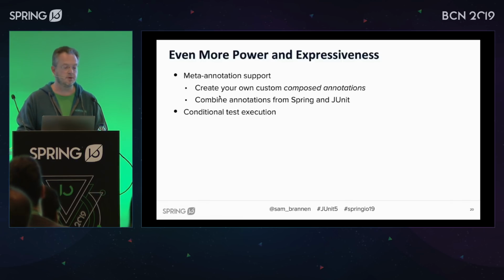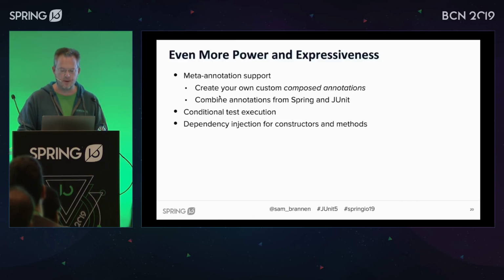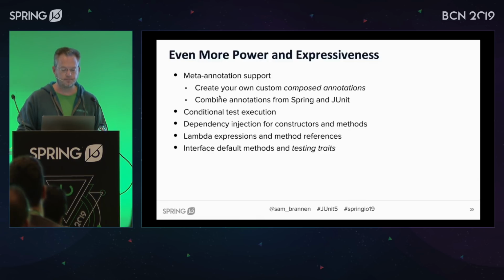We also have something called conditional test execution. JUnit 4 just had @Ignore, right? And you'll see we have more than that. Another thing we have is dependency injection for constructors and methods. So your test methods and also your lifecycle methods, like your before and after methods and stuff like that. Lambda expressions and method references can be used in various places, as we've just seen for some of the assertions, also for assumptions and dynamic tests.